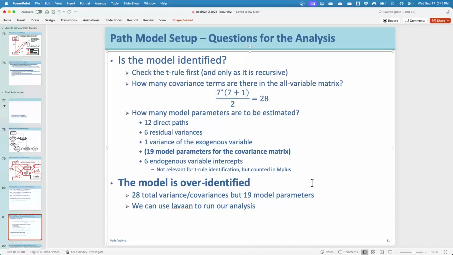Right? The saturated model has 28 terms, and we have 9 fewer. We have 19. And that degrees of freedom is literally the difference between how many parameters there are in the saturated model and how many there are in our model.